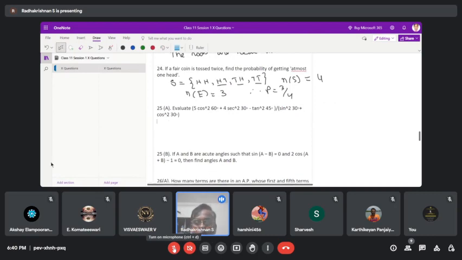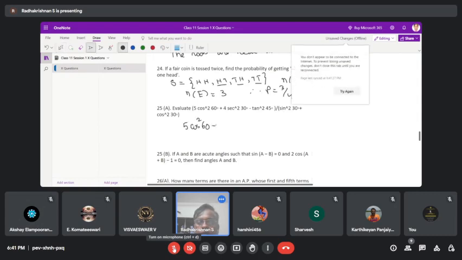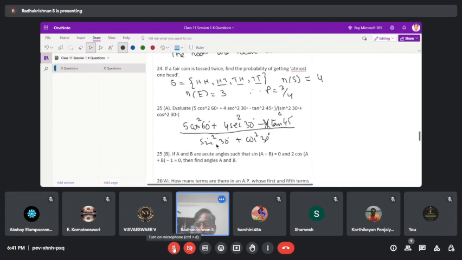This is simple. I think you know the values of cos 60, secant 30 and so on, so you just have to substitute here. Evaluate 5 cos square 60 plus 4 secant square 30 minus tan square 45, whole divided by sin square 30 plus cos square 30. You have to put the degree for each of them. If you don't put degree, it means it is in radians.